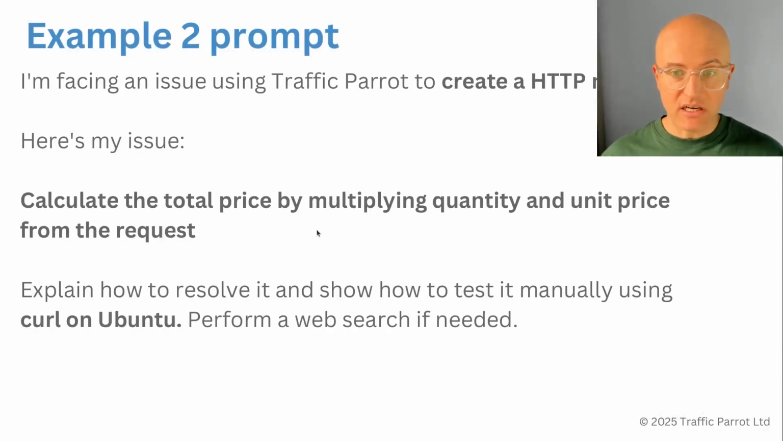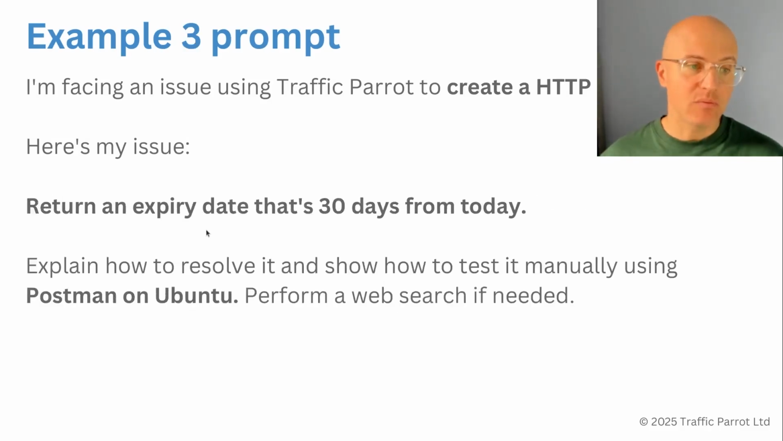I've got a couple of other examples. For example, calculating the total price by multiplying quantity and unit price from the request. You could try this in your own time. Same with returning an expiry date that's 30 days from today. We've run these many times, and those results are actually pretty good.